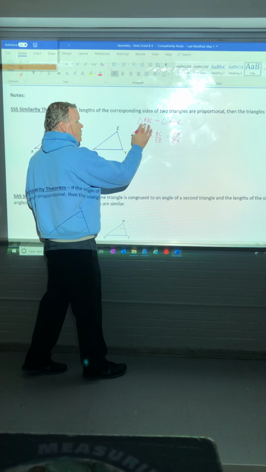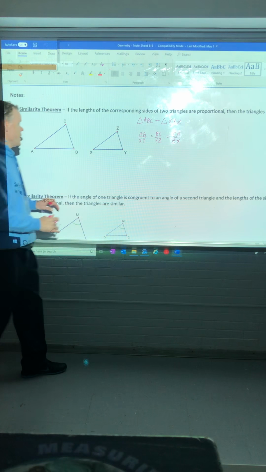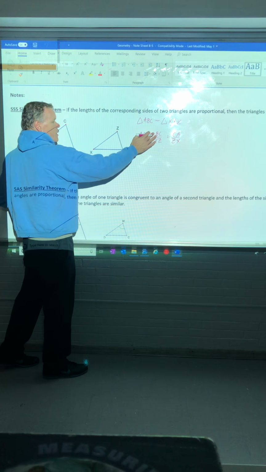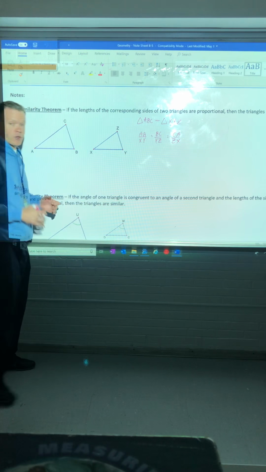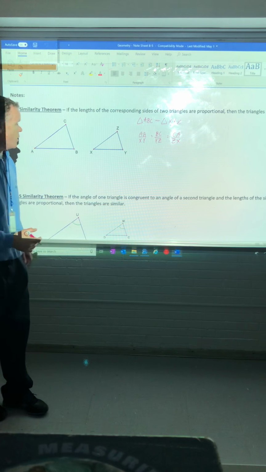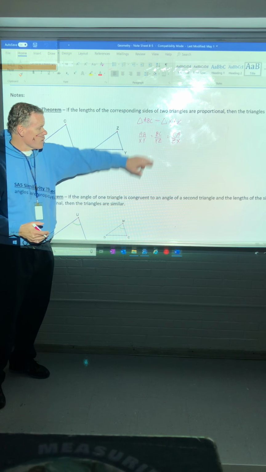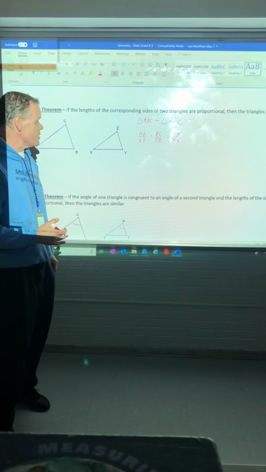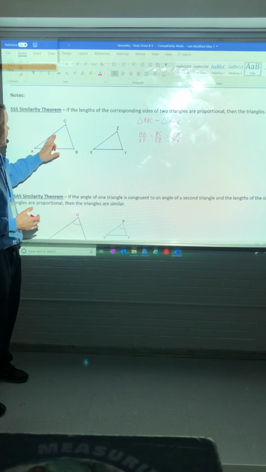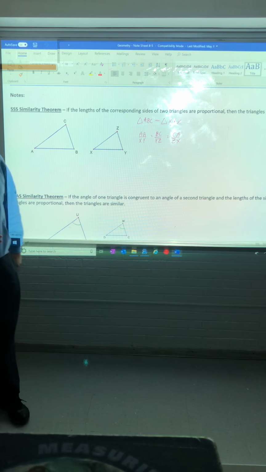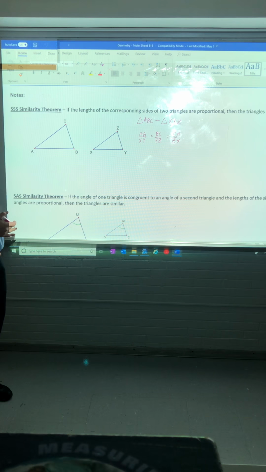Notice our last one to the first one, last one to the first one. And again, big to small. We're all going big to small, big to small, big to small. You could do small to big, but you would have to do the same the whole way through. Okay, so if all these are in proportion, in other words, if you have fractions and they reduce to the same fraction, then this is going to be two similar triangles that we're looking at through the side similarity theory.